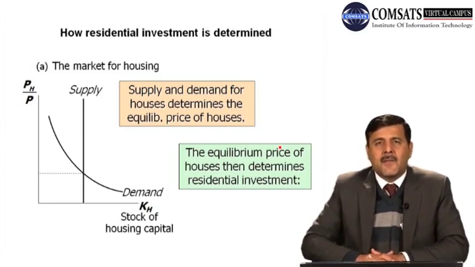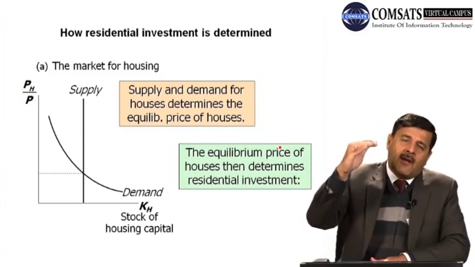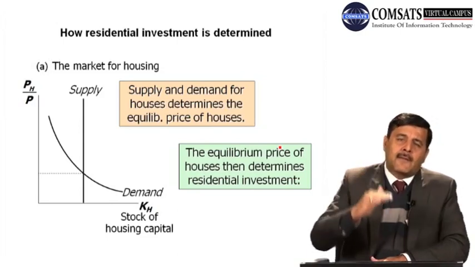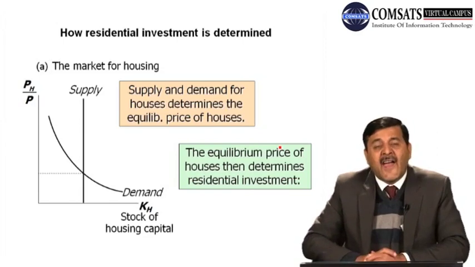And as far as the demand for housing is concerned, it is negatively related to the relative price. If prices go up, the demand for houses goes down. If prices go down, demand for housing will go up. So we have a negatively sloped demand curve for housing.